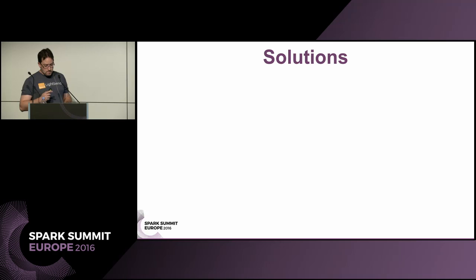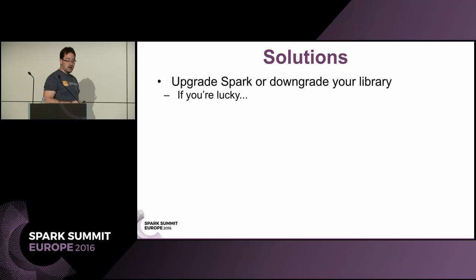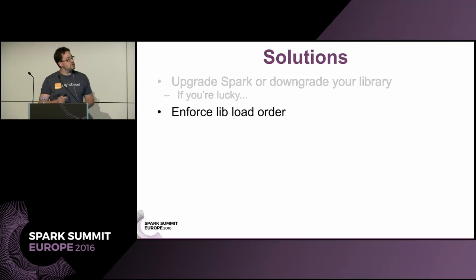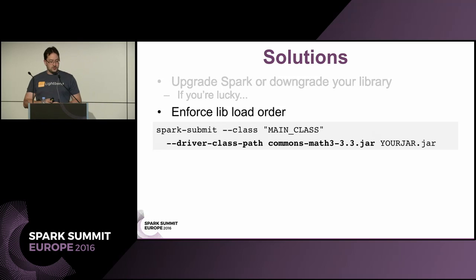So as far as solutions go, if you're lucky, you can upgrade Spark or downgrade it, depending on which one is more optimal for you, and make sure that the versions match up there. But if that's not really an option, you can also enforce the library load order. You can set the driver class path so that you're specifying that you want to use the commons math 3.3 jar. You're going to have to make sure that everything's still going to work across both Spark and your own code. But as long as that is fine, then you can kind of force it this way.